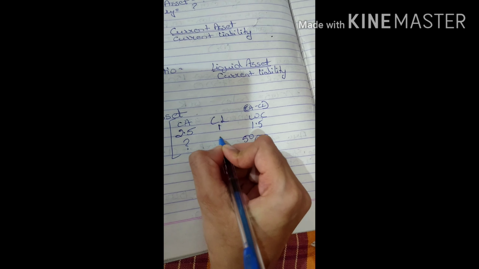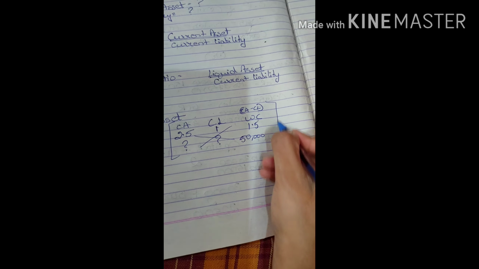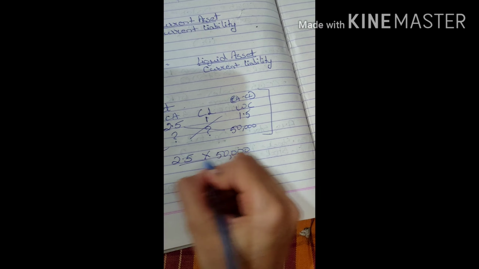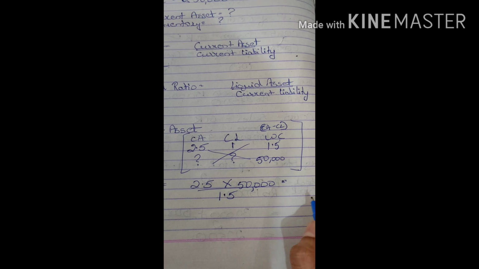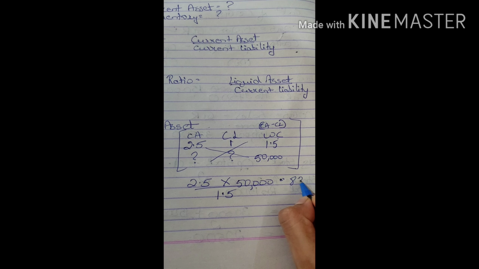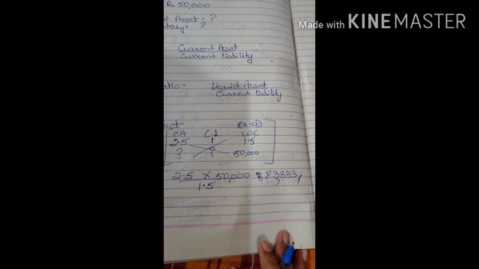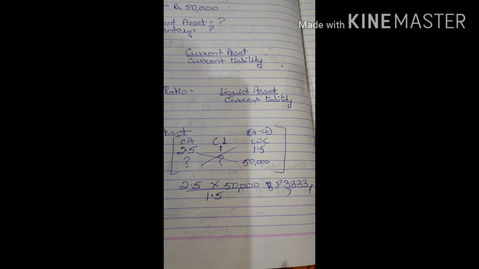So what should be our current asset and current liability? I am simply going to use cross multiplication here. Current asset is equal to 2.5 into 50,000 divided by 1.5. So my current asset will come to somewhere around 83,333. So here my current asset is 83,333.